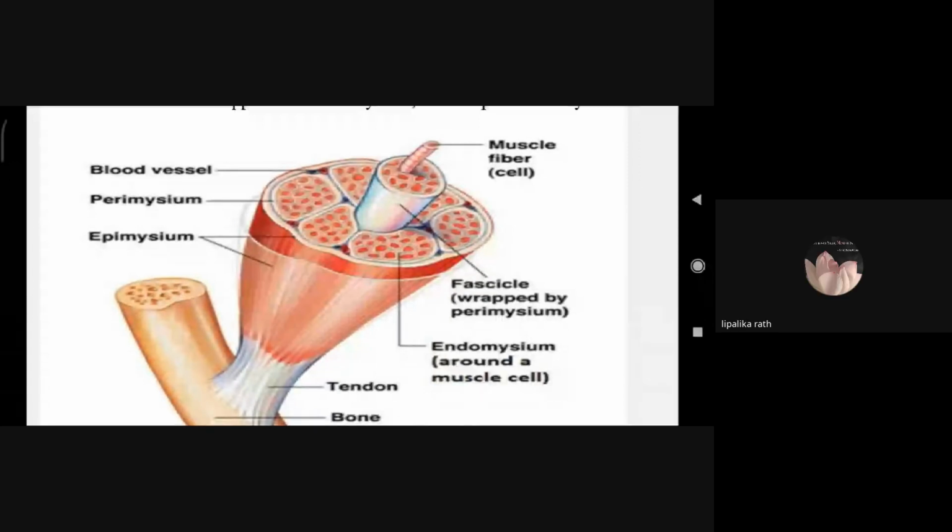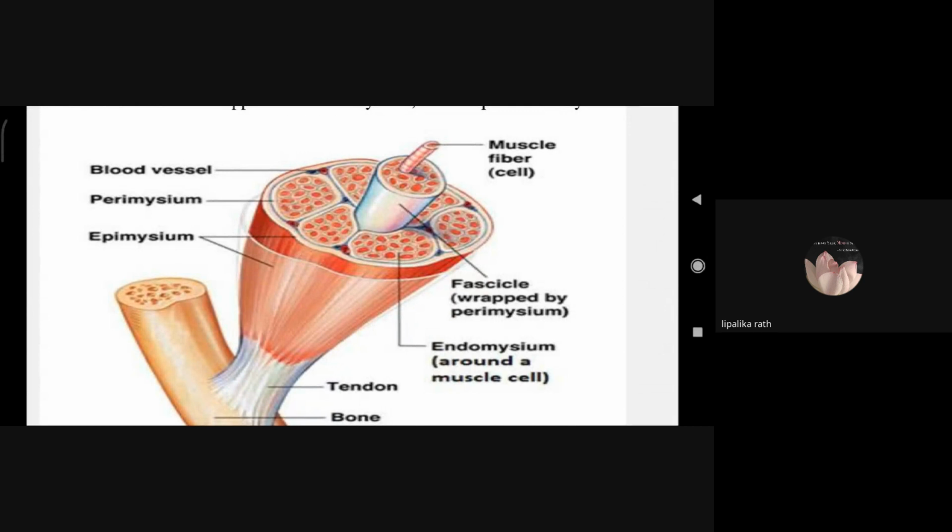So I hope you can see the transparent outer covering of the muscle bundle. The whole muscle bundle is divided into different parts, and we will learn all these parts. The outer covering of this whole muscle bundle is known as epimysium.